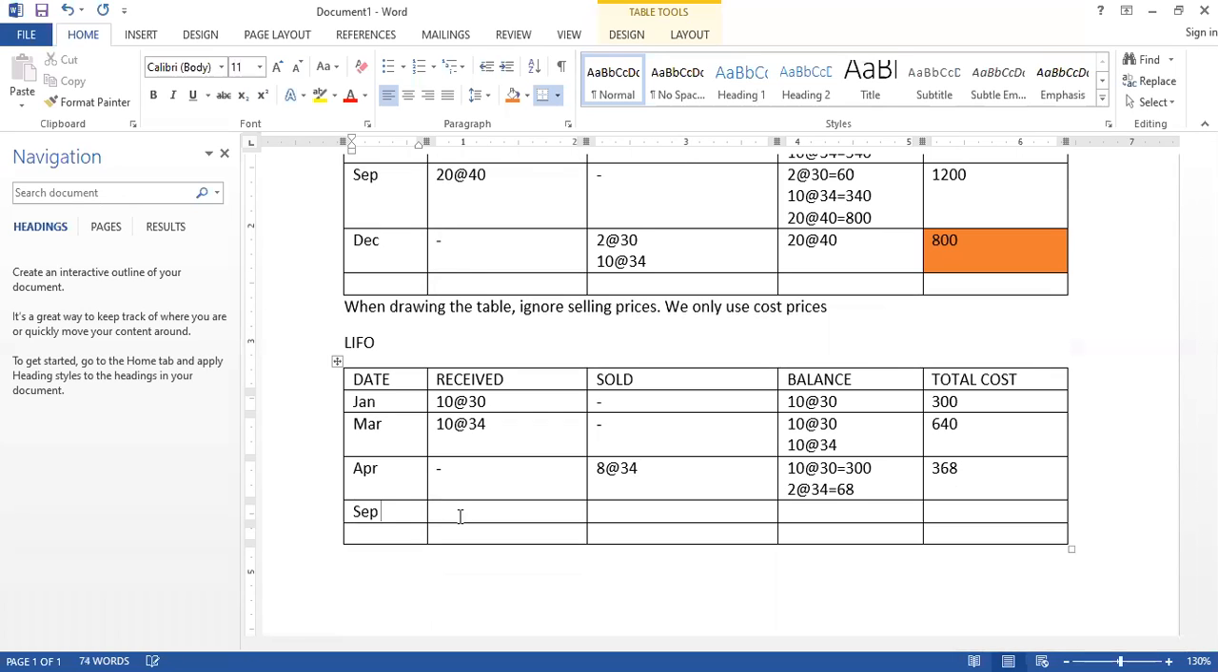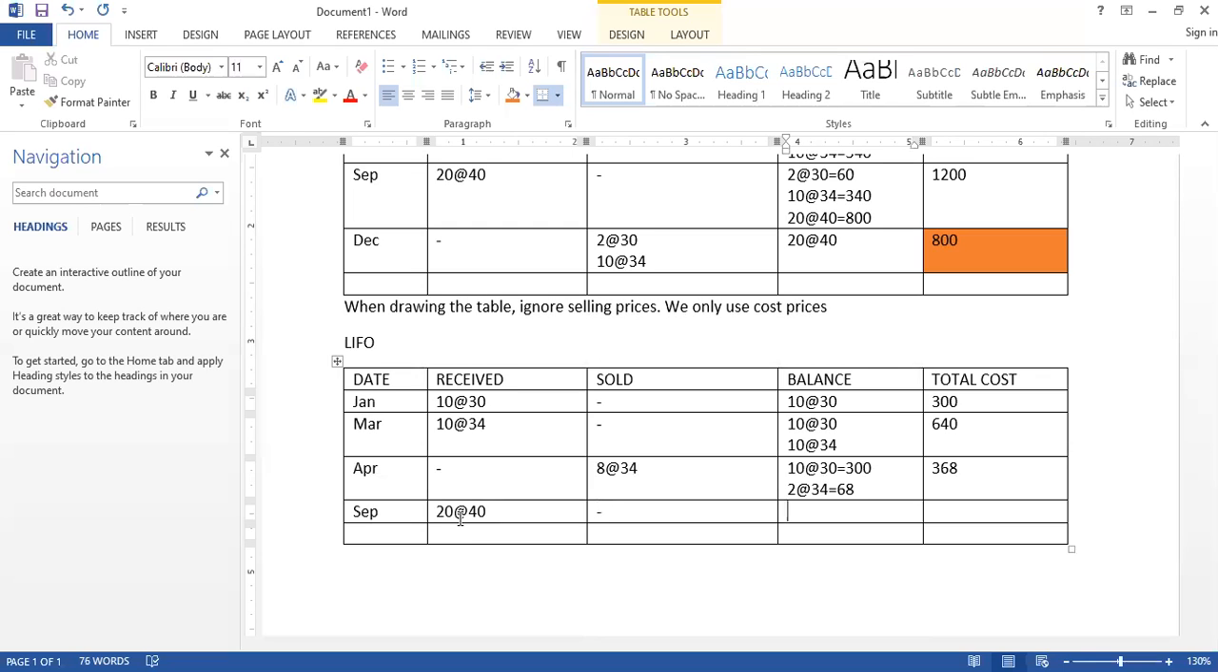So what did we do in September? We bought. How many items did we buy? We bought 20 items at the price of 40 Namibian dollars. So we did not issue out anything, it's 0. So let's record our balances.